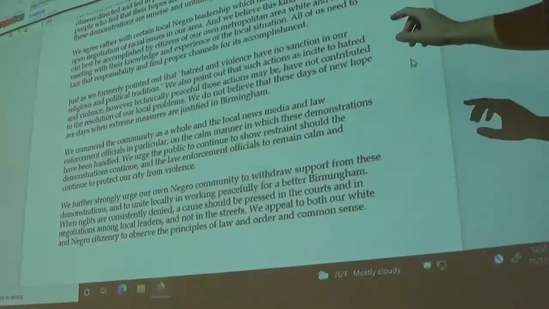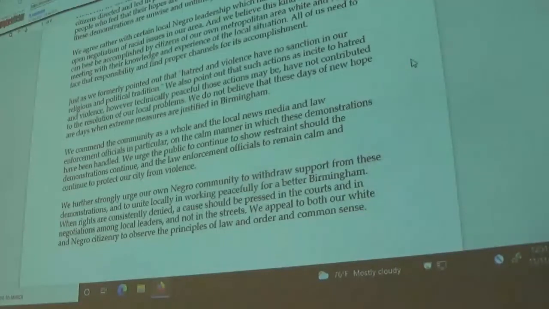Just as we formerly pointed out that hatred and violence have no sanction in our religious and political tradition, we also point out that such actions as incite to hatred and violence, however technically peaceful those actions may be, have not contributed to the resolution of our local problems. We do not believe that these days of new hope are days when extreme measures are justified in Birmingham. We commend the community as a whole and the local news media and law enforcement officials in particular on the calm manner in which these demonstrations have been handled.